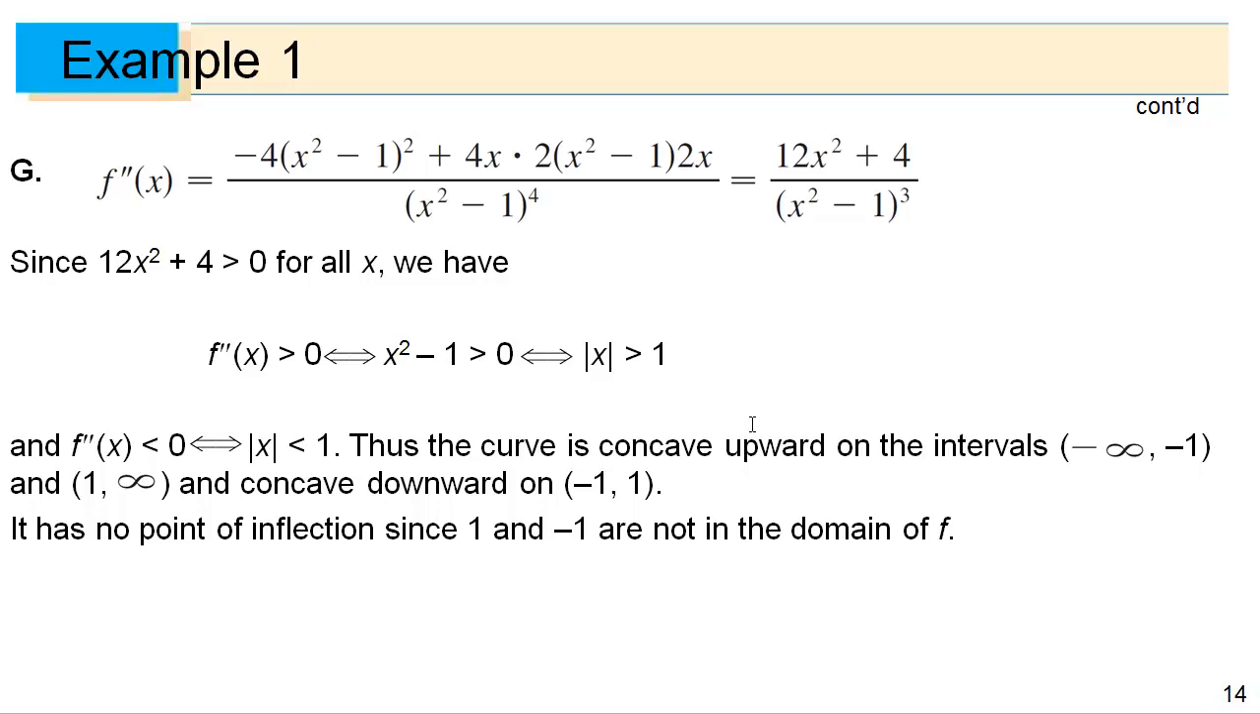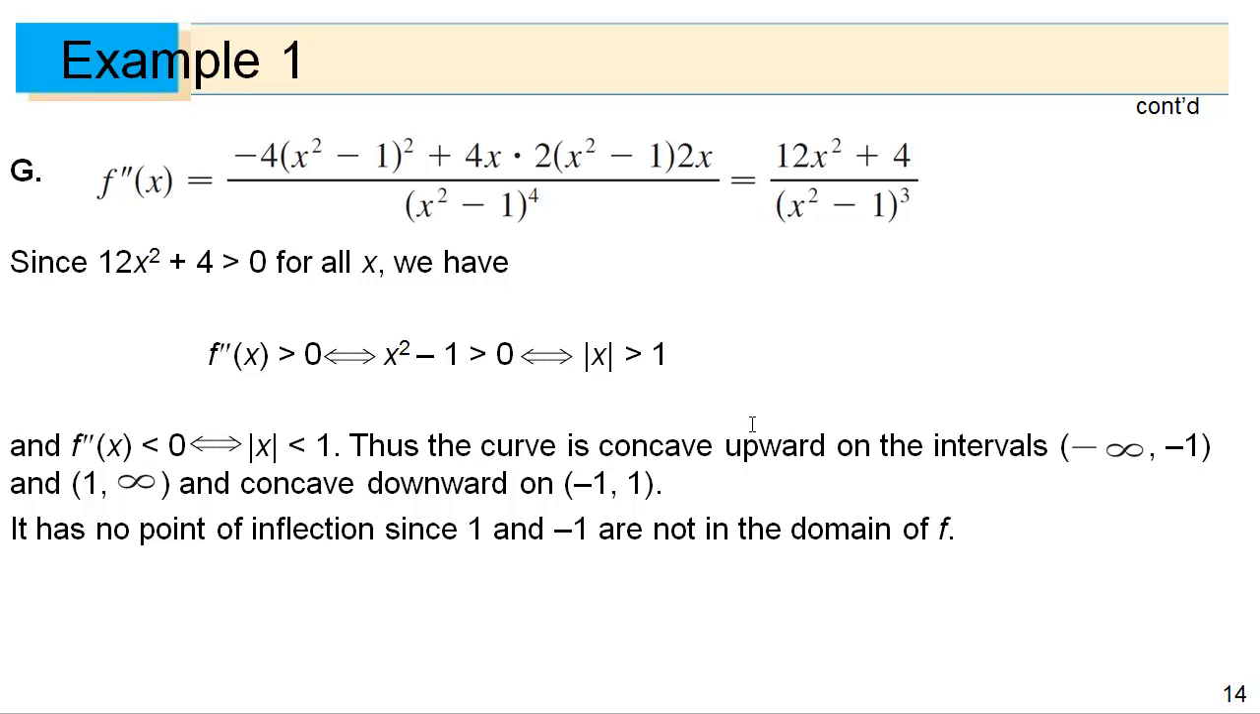Well, since it's being raised to a power of 3, that's going to be positive whenever the stuff inside is positive and negative whenever the stuff inside is negative. So it's going to be positive whenever x squared minus 1 is greater than 0, which means whenever x squared is greater than 1, which means whenever the absolute value of x is greater than 1, or x is greater than 1 or less than negative 1. And then conversely the other way.